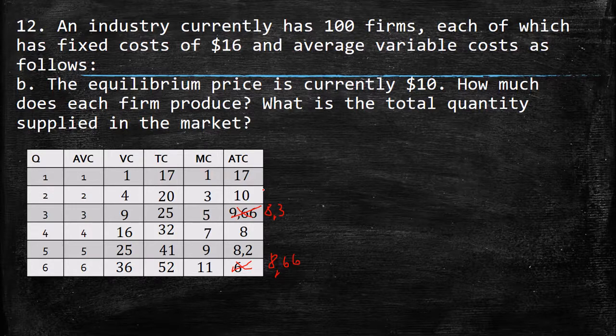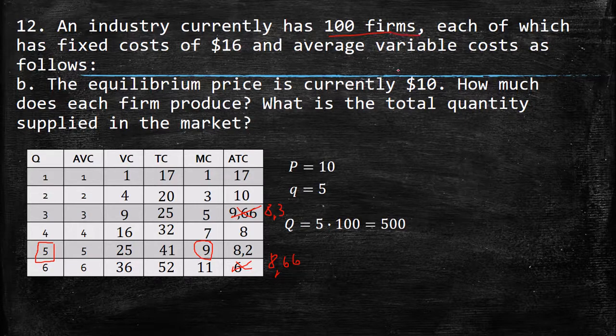How much does each firm produce, and what is the total quantity supplied in the market? Then the price is $10. Then immediately you need to make this equal to this one. Then we have this one, so the price is going to be 5 and the quantity is going to be 5. Then what is the total quantity supplied? Well, it's going to be 5 by each firm times 10 firms. Then this is going to be the value.